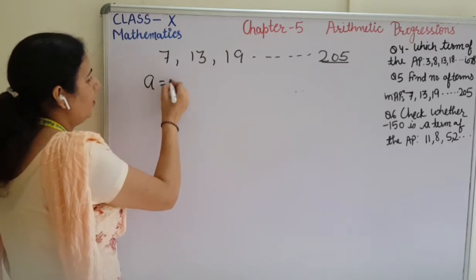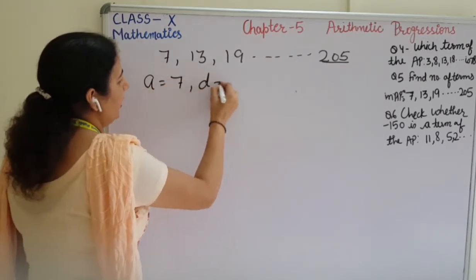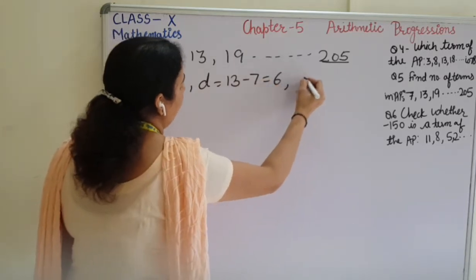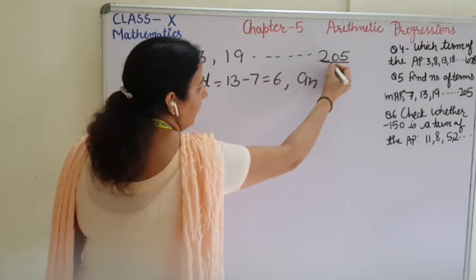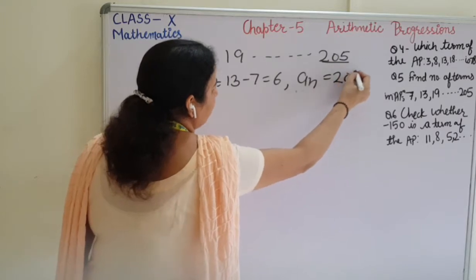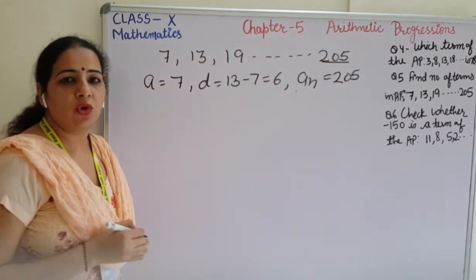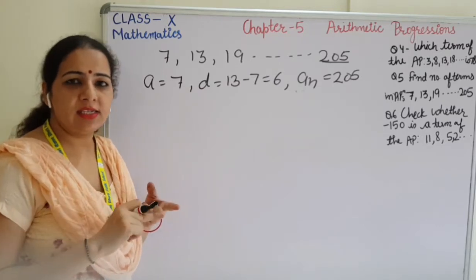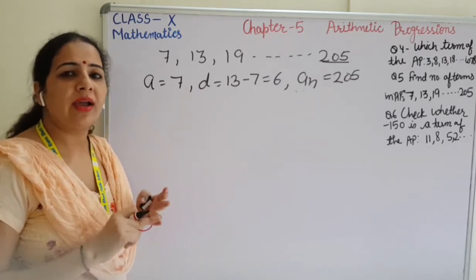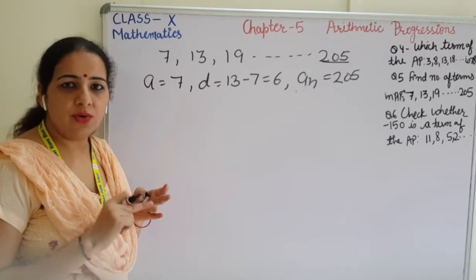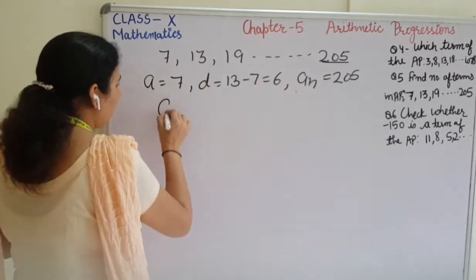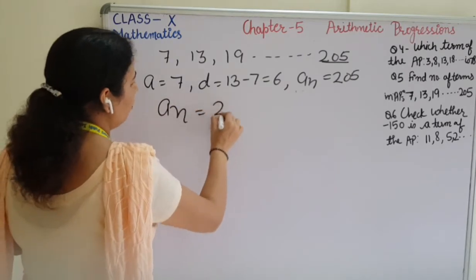Friends, here the value of A is 7. D is equal to 13 minus 7, that is 6, and An means the last term, as it is given already in the last position. So this is An, and An is equal to 205. Whenever n is missing, A is missing or D is missing, to calculate the missing values, An will always help us. That's why I am highlighting this An with 205.